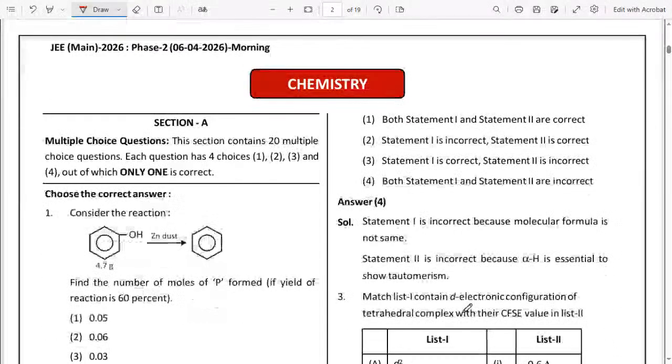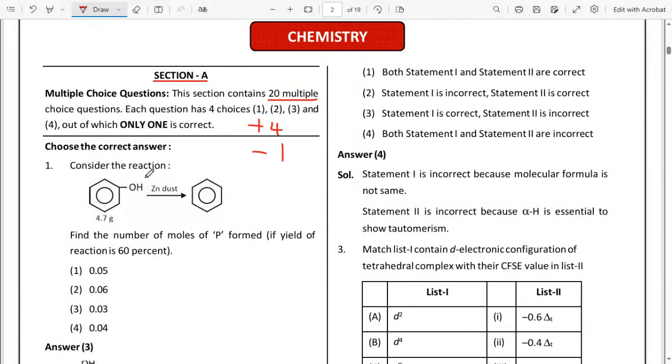Yes students, Chemistry question paper of JEE Mains 2026 Phase 2, that is 6th April 2026 Morning Shift 1. Section A contains 20 multiple choice questions. Each question will have 4 options, option 1, 2, 3 and 4, out of which only one is going to be correct. For the correct option, you are going to get plus 4 marks. If you make a wrong answer, you are going to lose minus 1 mark. Let us see the questions.